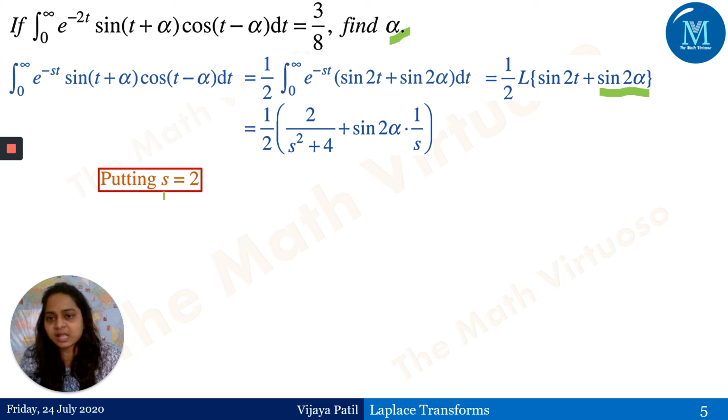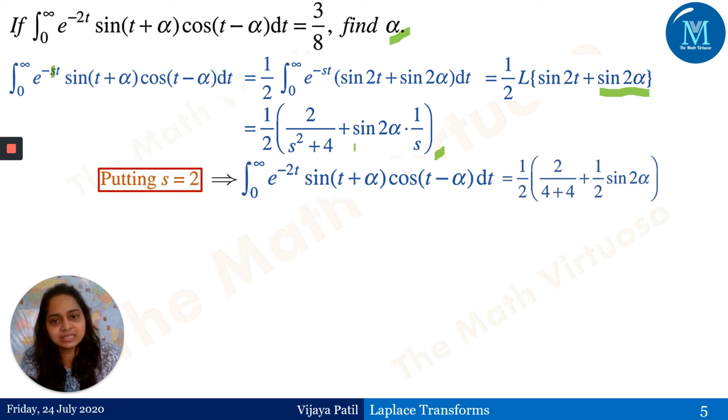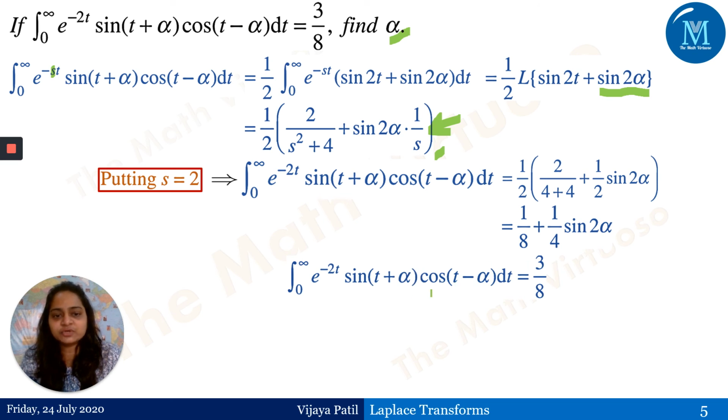Now at this place I'll be putting s equals to 2. Where will I put s equals to 2? I'll put s equals 2 here and here. So I have the integral from 0 to infinity of e to the power minus 2t, sine(t plus alpha) cos(t minus alpha) dt, and from this side also I'm putting s equals 2. So every s is getting replaced by 2, and it's 1 by 4 plus 1 by 4 times sine 2 alpha.